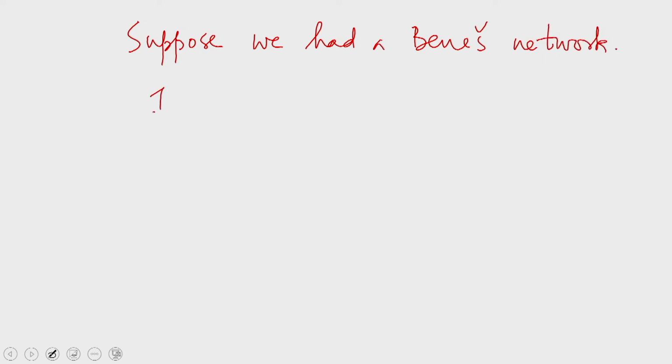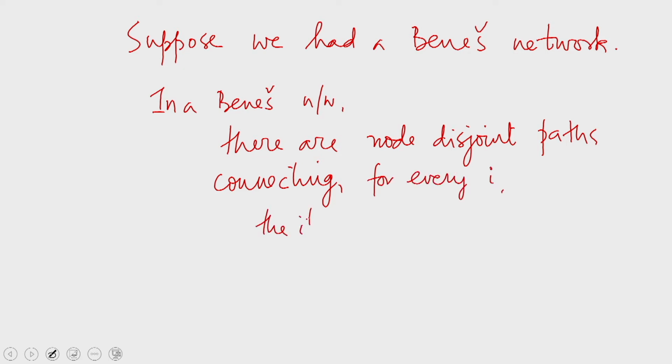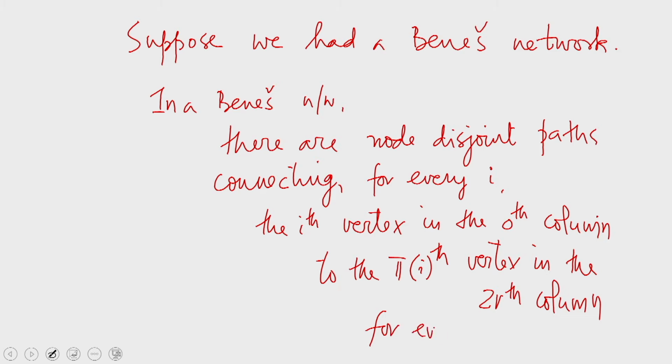We know that in a Benes network, there are node disjoint paths connecting, for every i, the ith vertex in the first column, or the 0th column, to the pi-ith vertex in the 2rth column, for every permutation pi of the inputs. So, we will use this property of a Benes network.